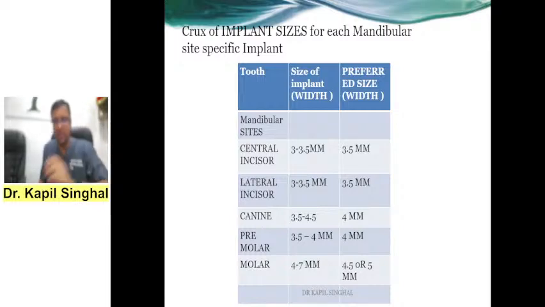Similarly, in the mandible, most of the mandibular teeth are approximately of the same size, except the mandibular central incisor, which is smaller. So the recommended size for a mandibular central incisor is 3.5, lateral is again 3.5, canine 4, premolar 4, and molar approximately 4.5 or 7.